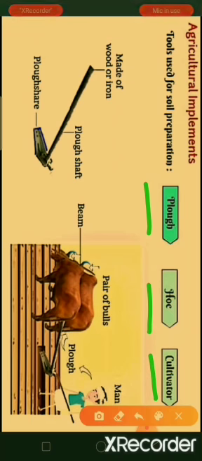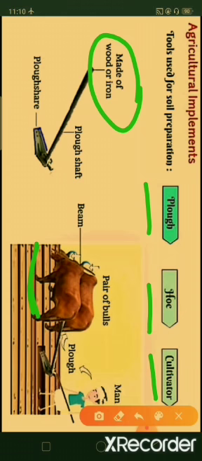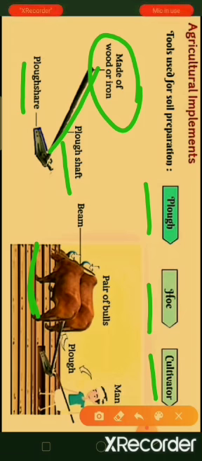Now what is a plow? A plow is made of wood or iron and is usually drawn by a pair of bulls or other animals. It consists of a plowshare, a strong, triangular tip, a plow shaft, and a long piece of wood. The handle at one end is held by the farmer and the other end is placed on the bull's neck. A man can operate a plow using a pair of bulls.